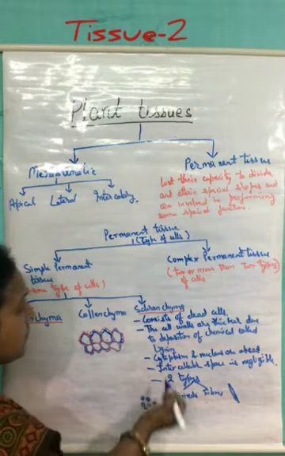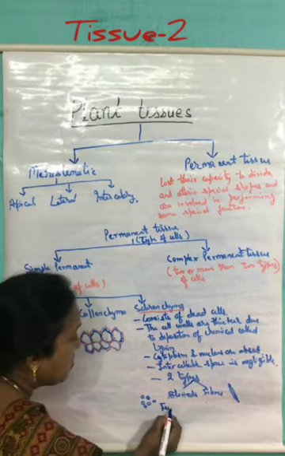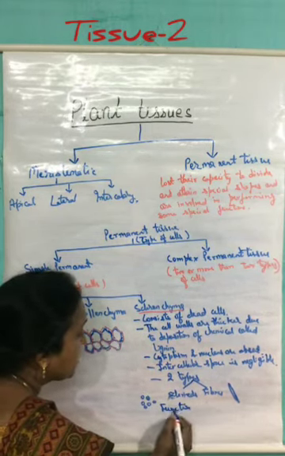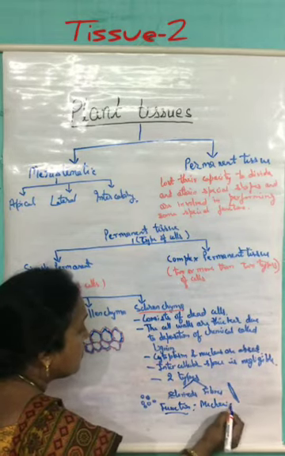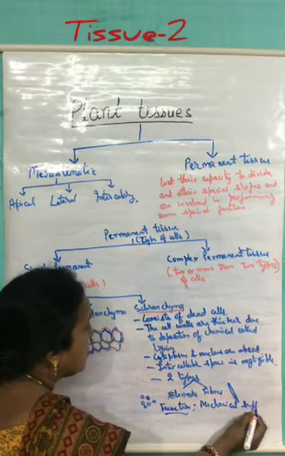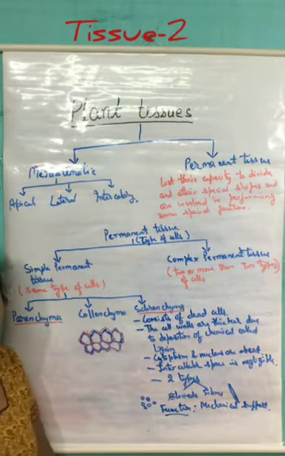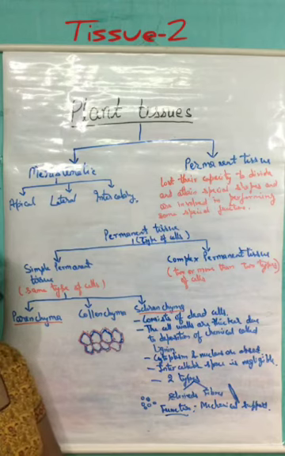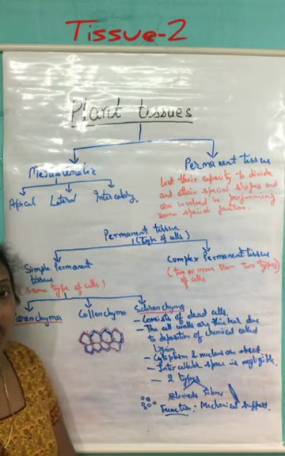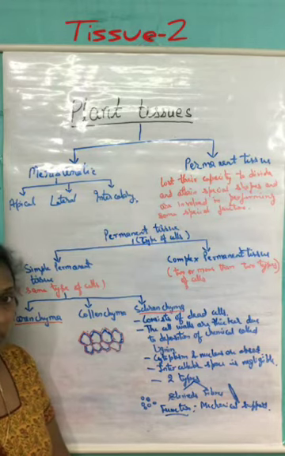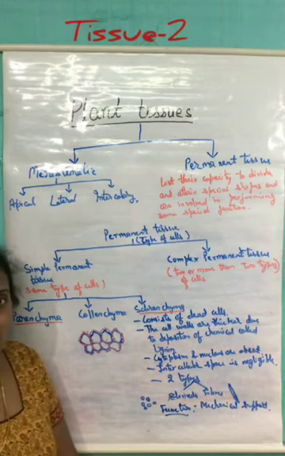Now, the function of this sclerenchyma. As sclerenchyma is made up of dead cells, its main function is to provide mechanical support. Because of the presence of dead cells, it provides mechanical support, and due to this, these regions become very much harder. We have seen the case of the trunk region of plants where this type of sclerenchymatous tissue is present.